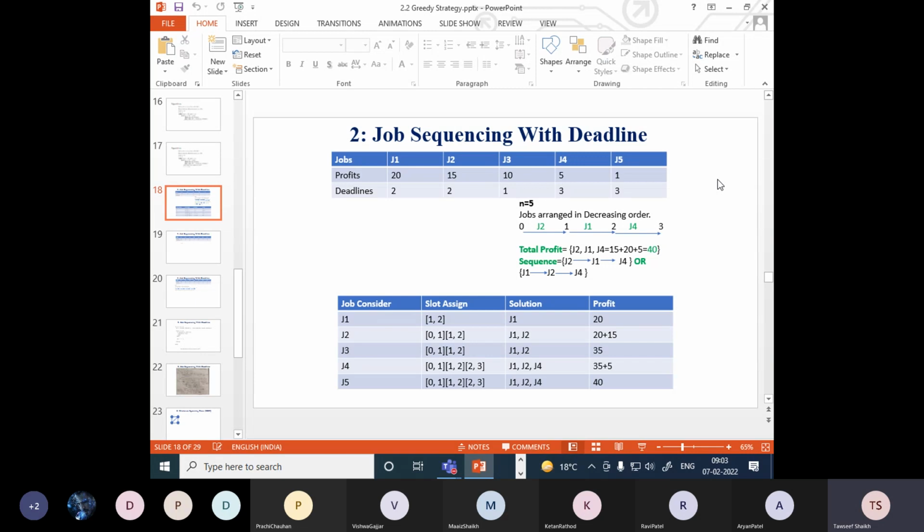Now, in this case, we have 5 tasks, that's 5 typewriting tasks from 5 persons, and from 1 to 5, every task is attached with a profit and a deadline. One says it should be completed in the first hour only. Another says it should be completed in 2 hours, or another says I will wait for 3 hours. Okay, you can complete my task in 3 hours.